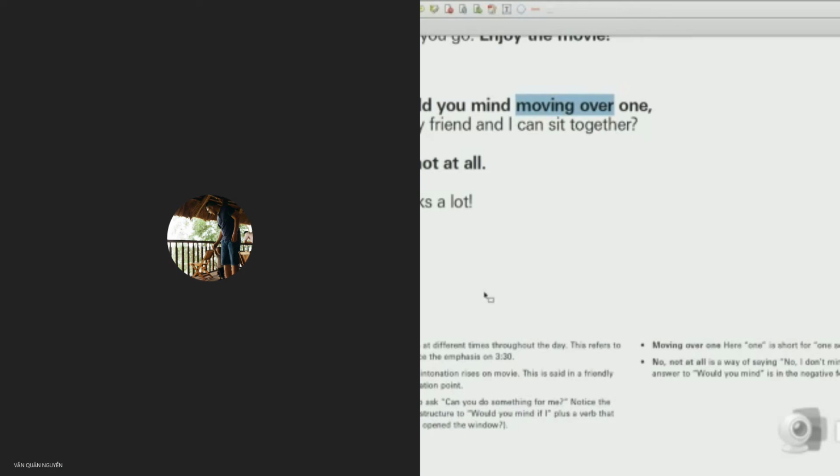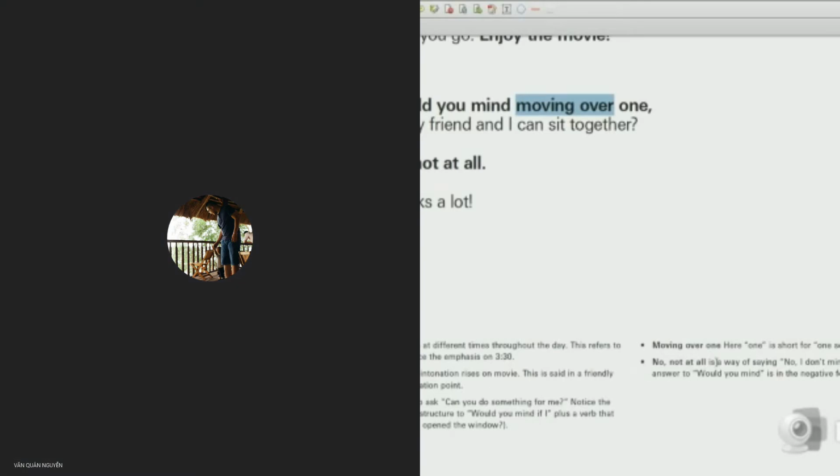Okay, perfect. Now, next, moving over one. Here, one is short for one seat. So they're inside the cinema, and there are a lot of seats. So Bob is asking the woman to move over one seat.